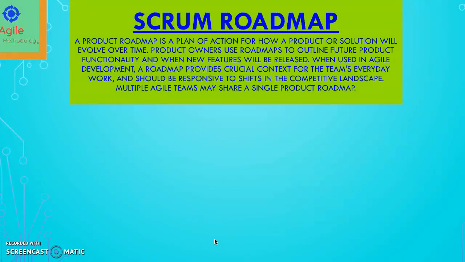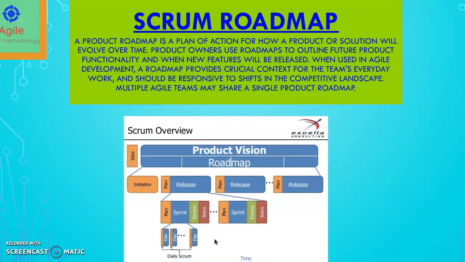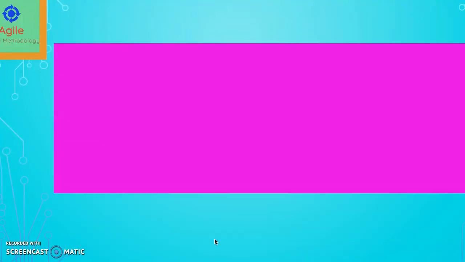A roadmap is a plan of action for how a product or solution will evolve over time. When used in agile development, a roadmap provides crucial context for the team's everyday work. So this provides product vision, releases, and all.